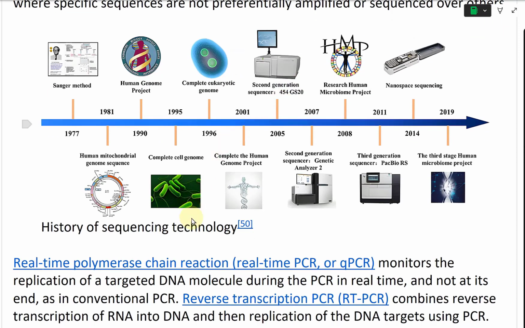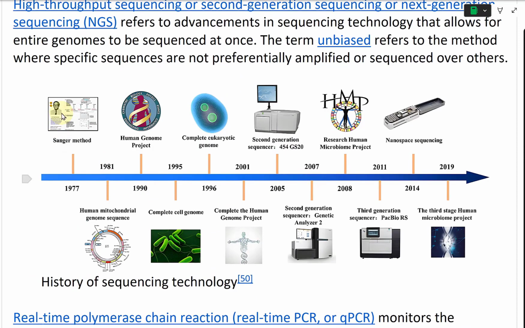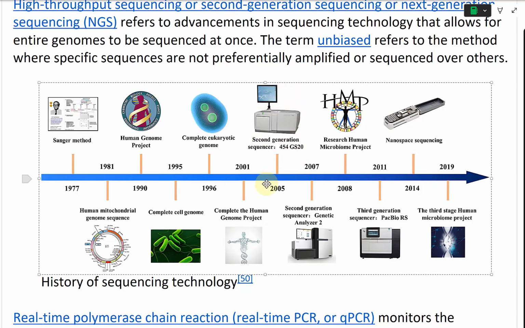And here's just the history of sequencing technology. There's the Sanger method, human mitochondrial genome sequence, 1981, Human Genome Project, 1990, then 1985, complete cell genome, then 1986, complete eukaryotic genome. I think that's multicellular genomes. And then 2001, complete the Human Genome Project, and then second generation sequencer right here, 2005, genetic analyzer 2. So these ones do basically in bulk.